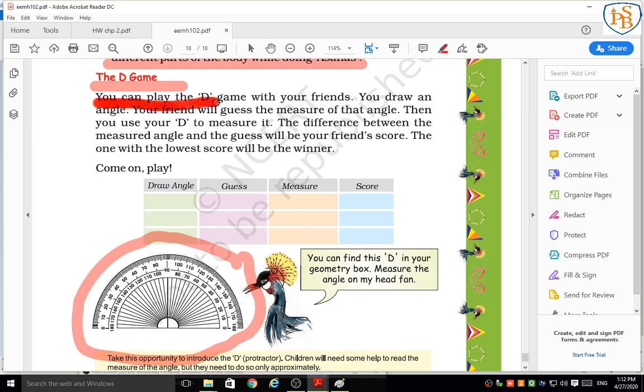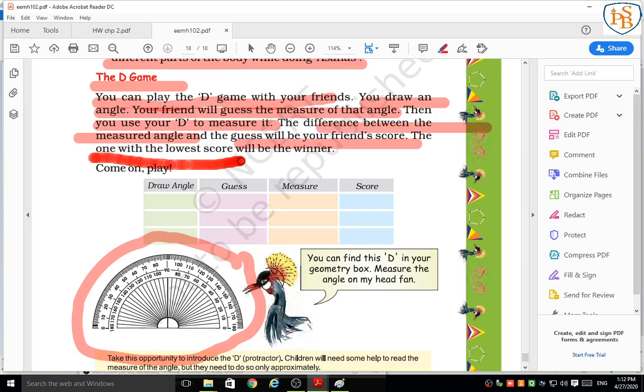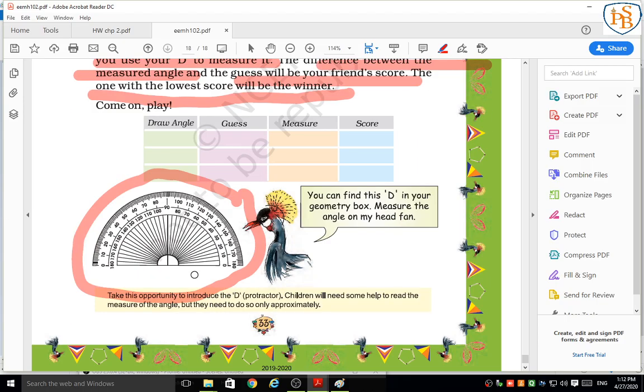You can play the D game with your friends. You draw an angle, your friend will guess the measure of that angle. Then use your D to measure it. The difference between the measured angle and the guess will be your friend's score. The one with the lowest score will be the winner. So come on, let's play. How are you going to play? Okay, I will show you one.